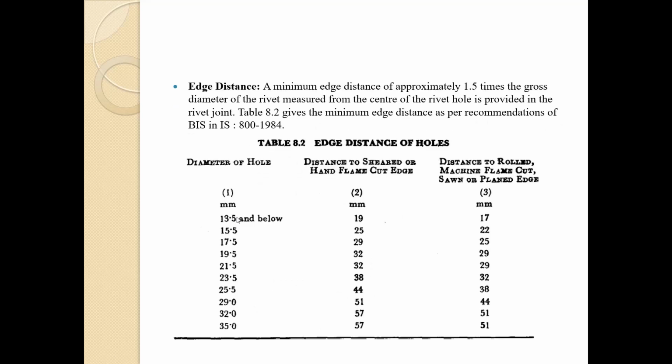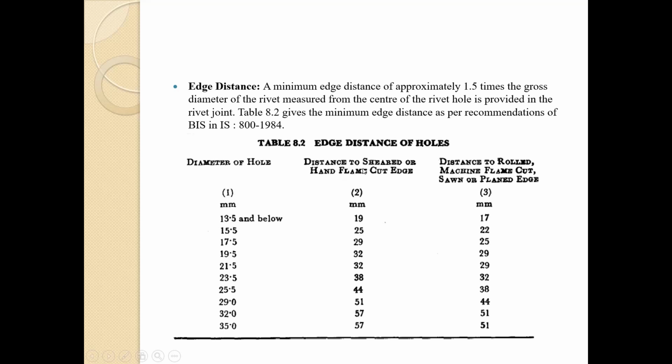The minimum A distance is approximately 1.5 times the gross diameter of a rivet, measured from the center of the rivet hole, provided in the rivet joint. So table number 8.2 gives us the minimum A distances as per recommendations. So here you can see, for the diameter of these holes, this is the gross diameter.